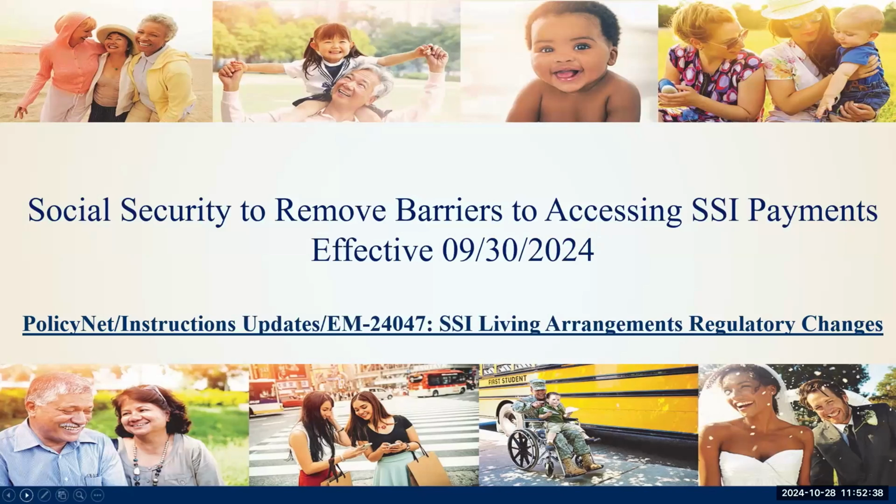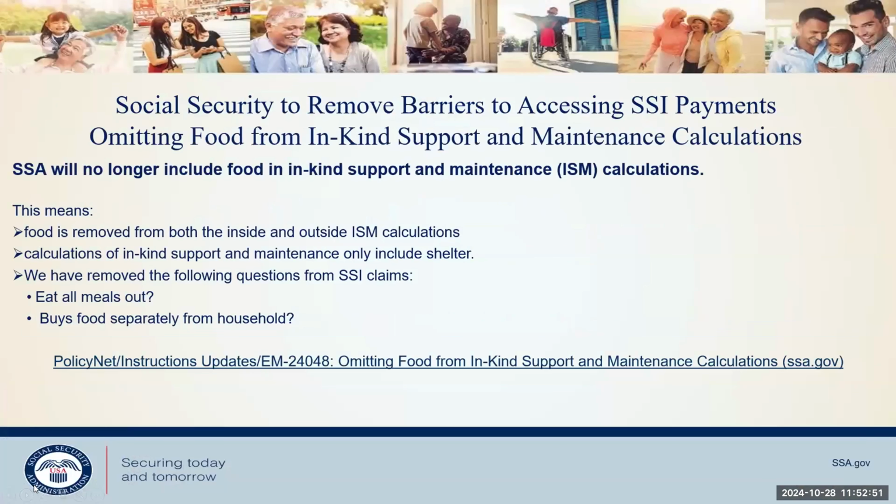So beginning September 30th, just a few weeks ago, we have updated the SSI program, trying to make the SSI program a little more streamlined, removing some barriers and allowing more individuals to have access to actual payments. Now, as you know, that is our needs-based program. So we are always looking at, is somebody else paying for something for you to help you function and live in our world? Well, the first thing that we removed beginning September 30th is we will no longer include food as in-kind support and maintenance in our calculation.